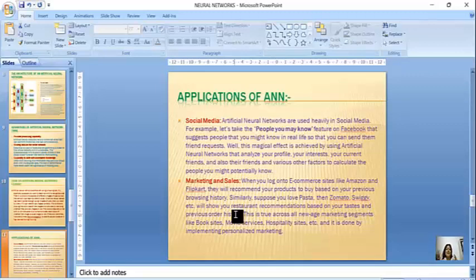They analyze your profile, your interests, your current friends. Accordingly, they send you the people you may know so that you can send a friend request and get some new friends with the help of this technology.